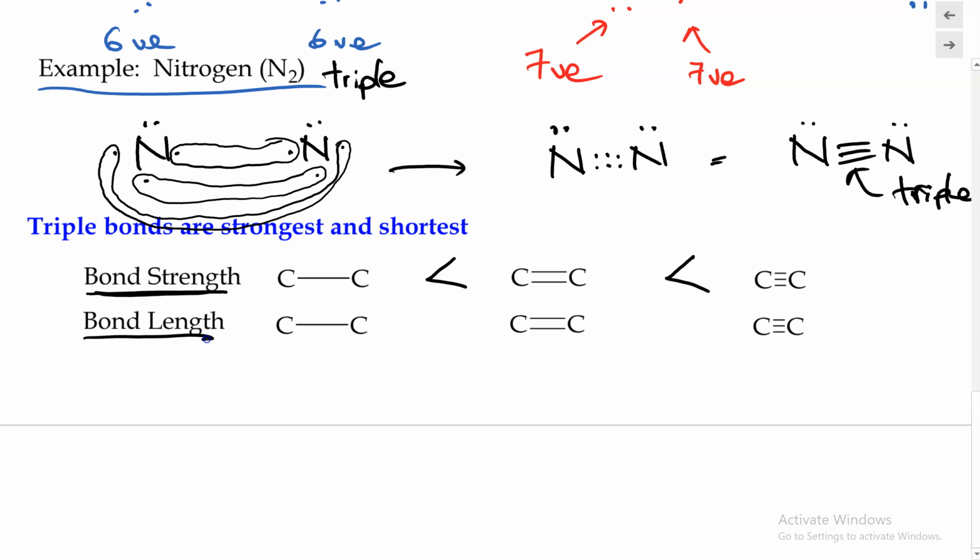But as for the bond length, it actually goes in the different direction. The more electrons two atoms share, the more strongly the two atoms will be held together, and that will also make them come closer, and that reduces the bond's length. So therefore, a single bond will be longer compared to a double bond, and a double bond will be longer than a triple bond. So that's how the trends in bond strength and bond length will be. So triple bonds are the shortest, but the strongest.